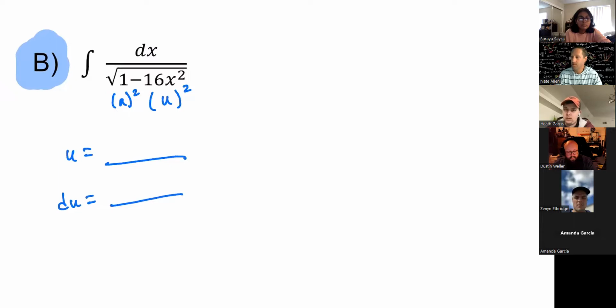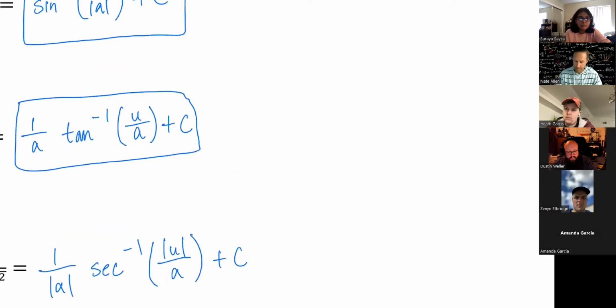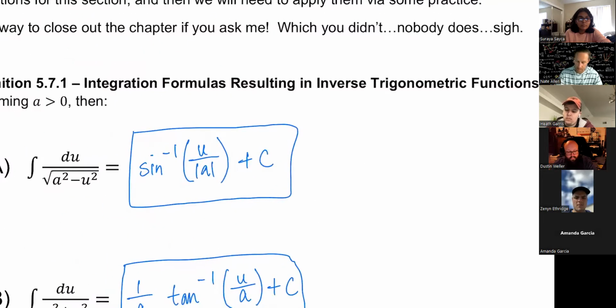Okay, does everybody understand what I'm trying to accomplish here? I'm trying to make it look like this. And unfortunately, I do have the dx up top, right? But what I don't have is just the x there for my u's. We actually have 16x squared instead of just x squared. Does that make sense? So that's why I'm trying to make it look like this.